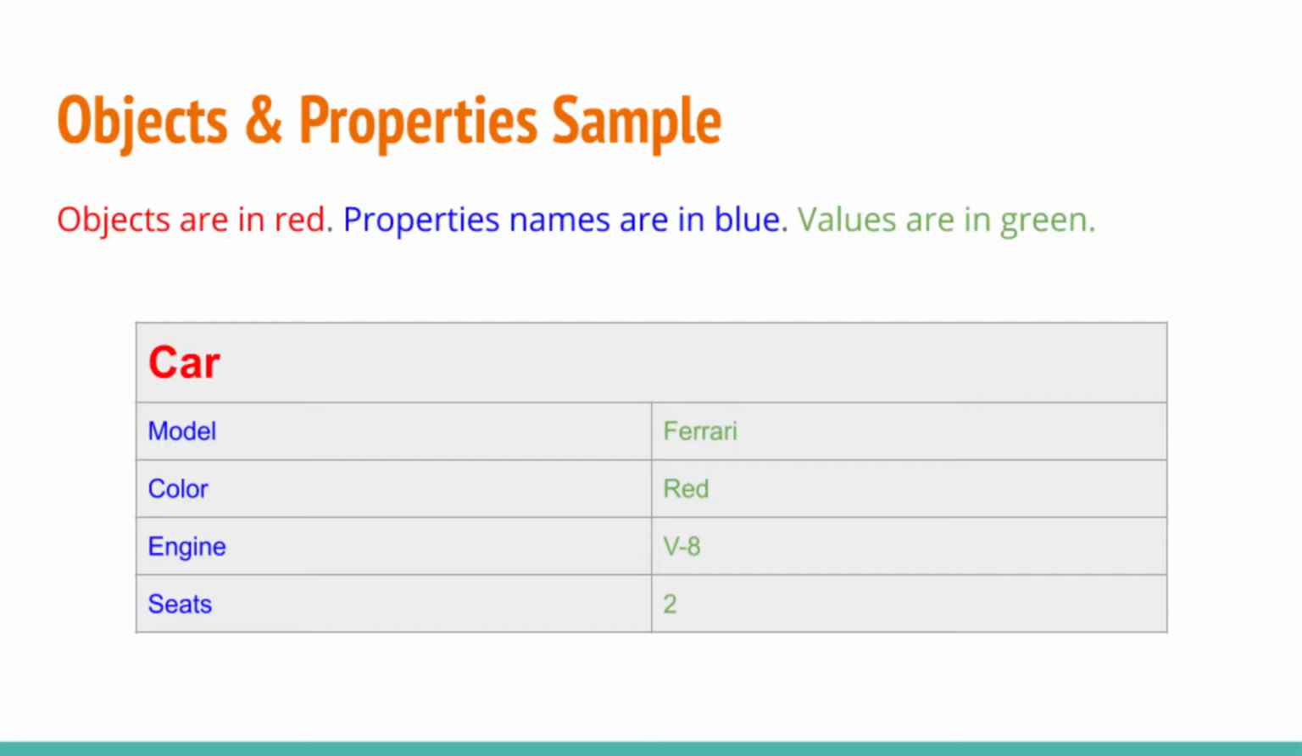In JavaScript, we think about this as an object-oriented programming language, and we're made up of objects and properties. For example, if we have an object called car, it has properties, and then we have values. The object is in red. So car is the object, the property names are in blue, and the values are in green. So a car is an object, and this object has properties. It has model, engine, seats, color, and the values are in green.